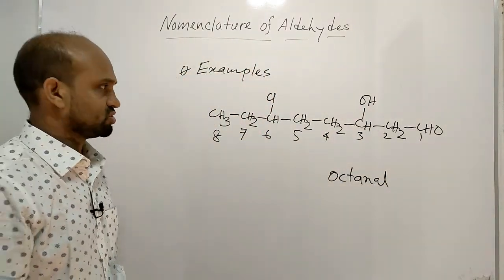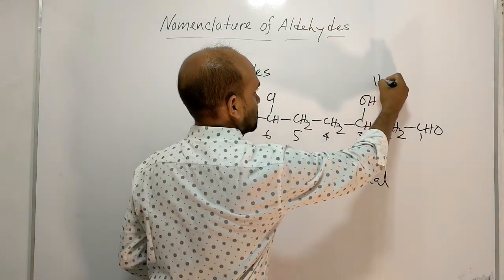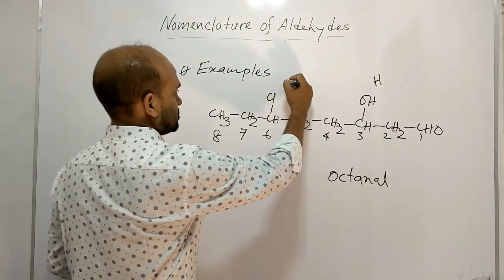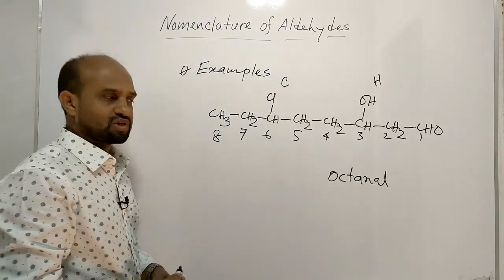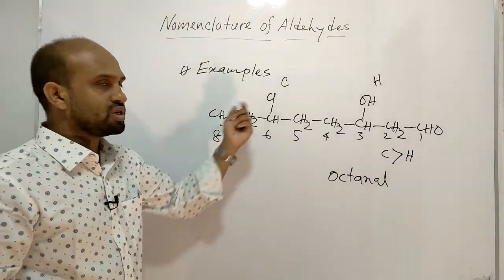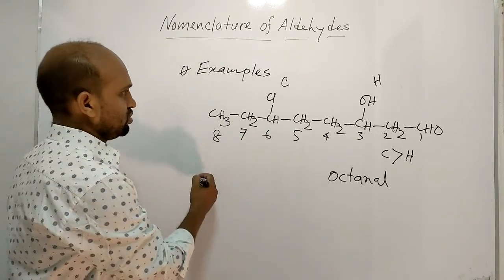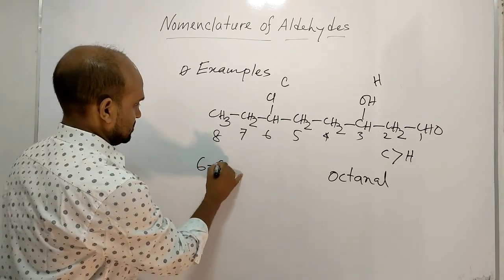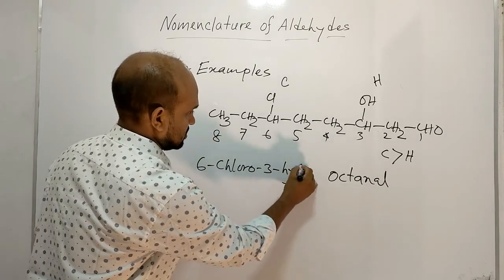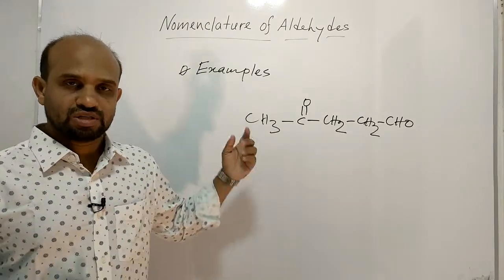Now let's see the substituents. At carbon 3, hydroxyl group, hydroxyl that starts with H. And at carbon 6 there is a chlorine that starts with C. In the alphabetic order, C is prior to H. So chlorine is mentioned first here, and it is like this: 6-chloro-3-hydroxy octanal.